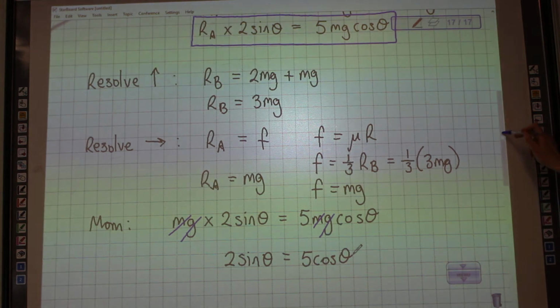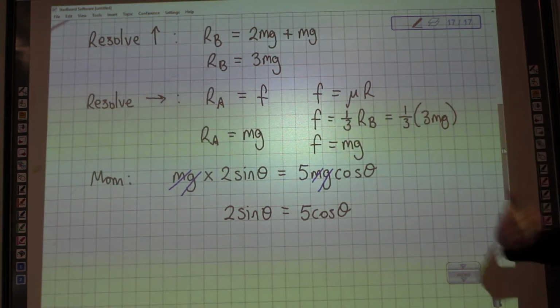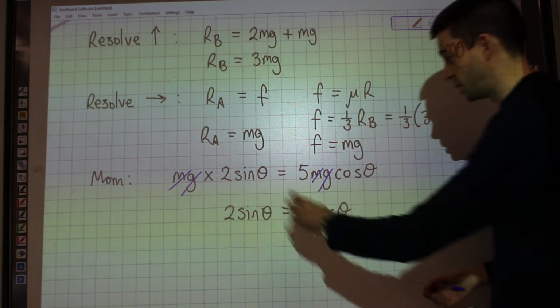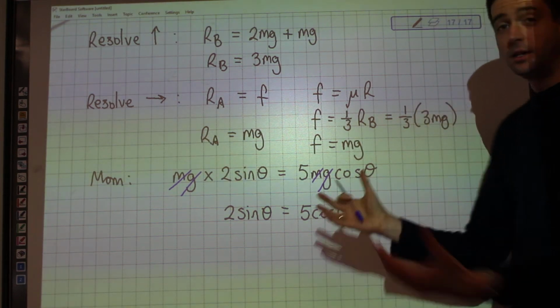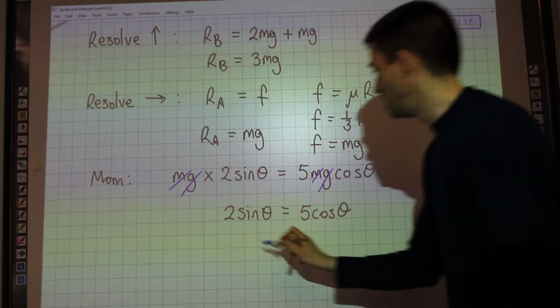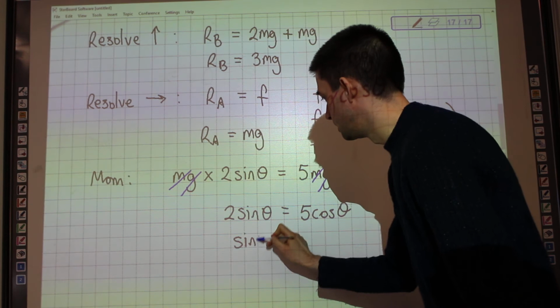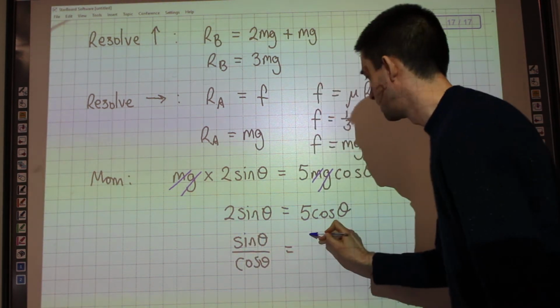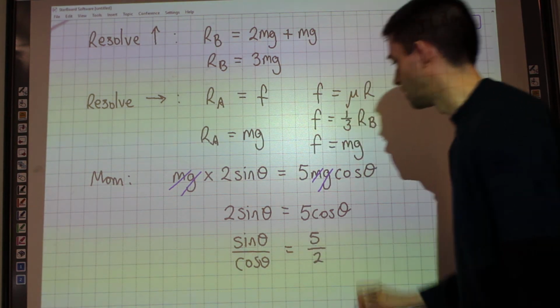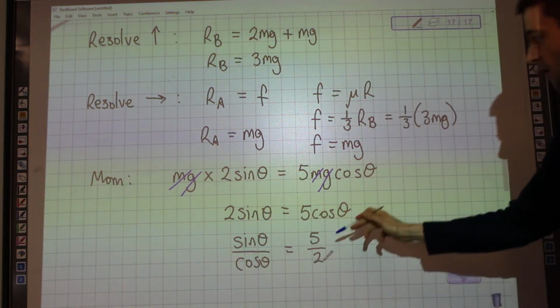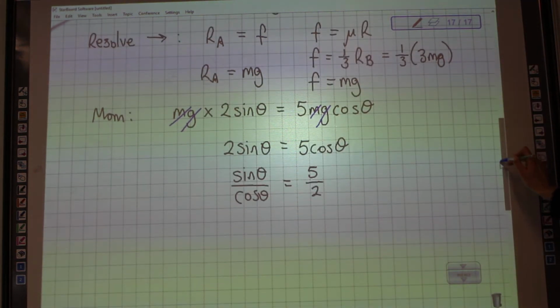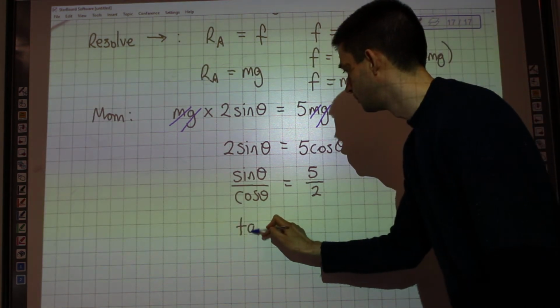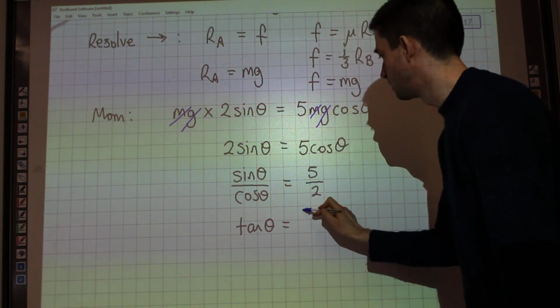equals 5 cos theta. And we know that if you have an equation that's got a mixture of sine and cos, neither of them squared, we're going to be using the identity that sine theta over cos theta equals tan theta. So divide by the cos, divide by the 2. So I've now got that tan theta equals 5 over 2.